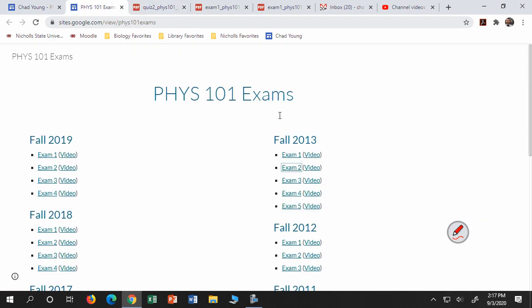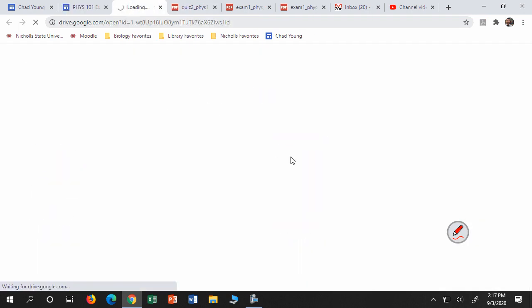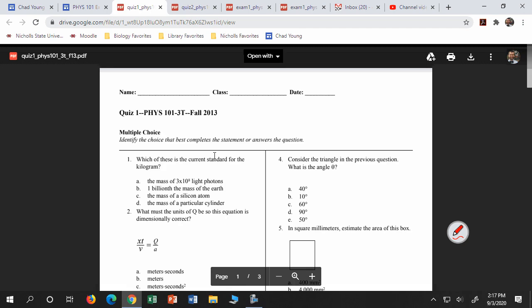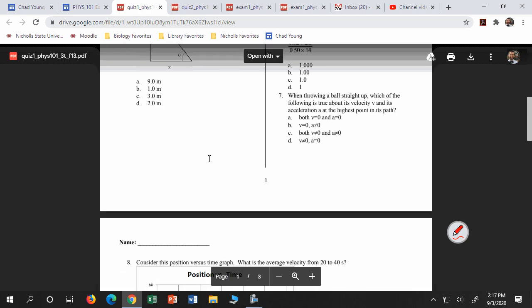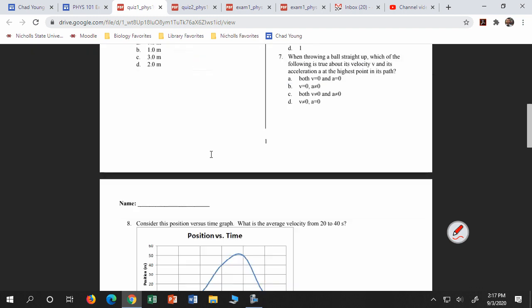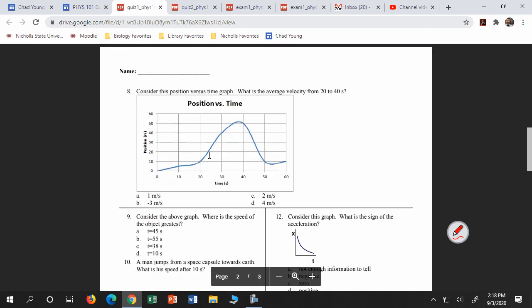No, exam 1. This was back in the day when I used to call them quizzes. And I thought the students would like them better if they called them quizzes. It makes them seem less important. But they didn't like them any better. It was sort of the same. All right.